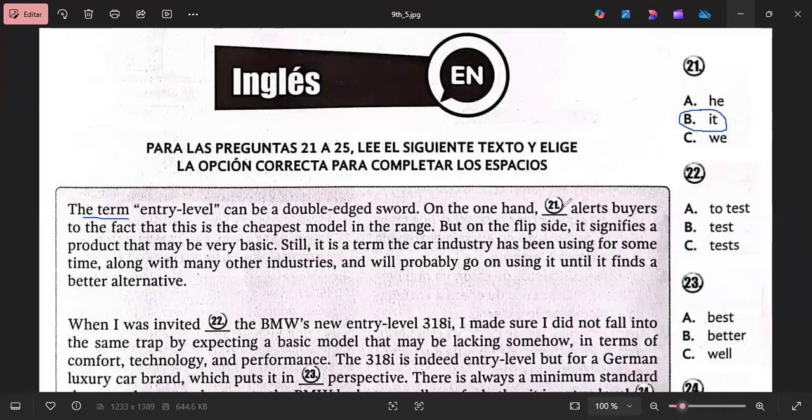On the one hand, it alerts buyers to the fact that this is the cheapest model in the range. But on the flip side, which is the other side, on the other hand, it signifies a product that may be very basic. Still, it is a term that the car industry has been using for some time, along with many other industries, and will probably go on using it until it finds a better alternative. So there we have the answer for question 21 in the first paragraph.